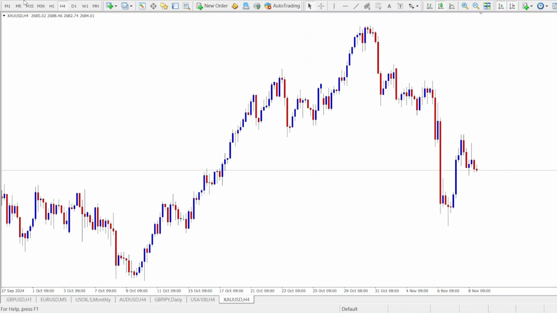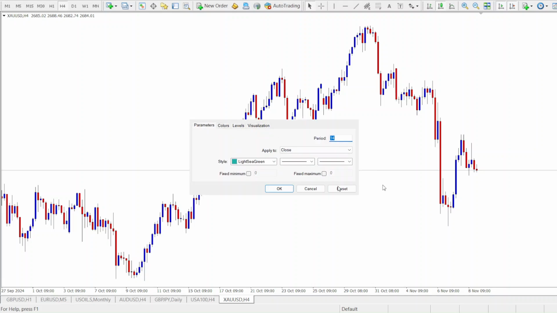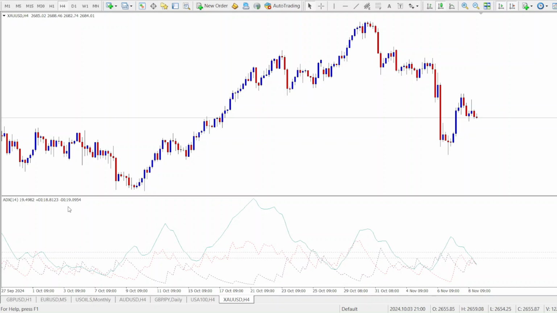So first of all, let us start by talking about the ADX, which stands for average directional index. I'm just going to be loading the ADX to the chart first of all. Okay, as we can see, this is the ADX that we have on the chart.